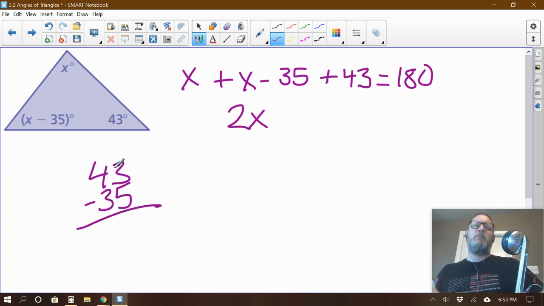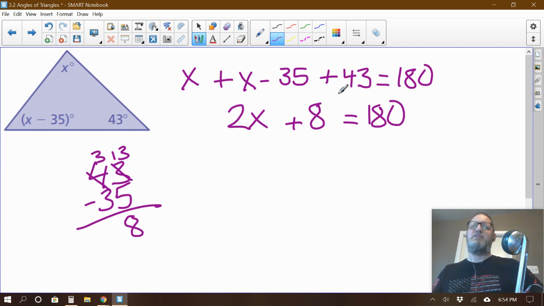Okay, now let's regroup here. So that would be 13. This would be a 3. 13 take away 5 would be 8. And then 3 minus 3 is nothing. So really we have two x's right here plus 8 equals 180. All right, we've simplified this.